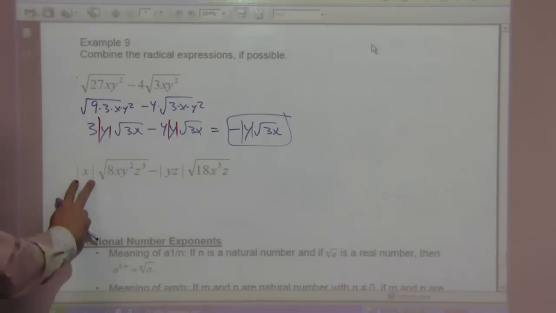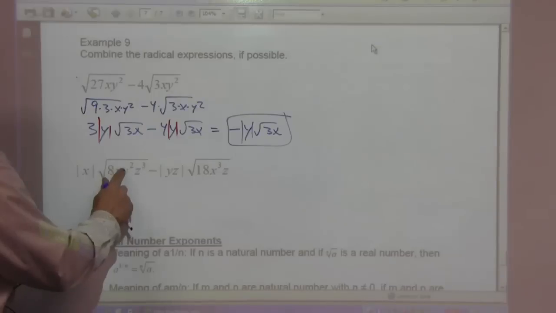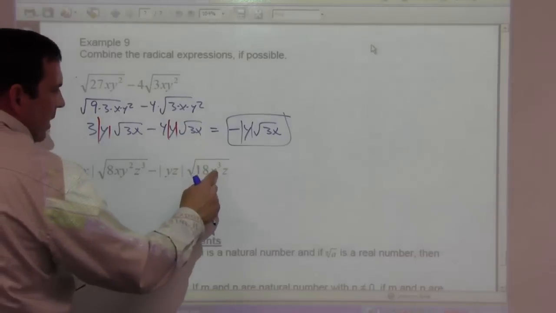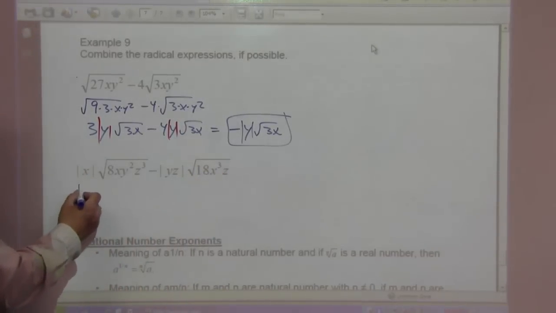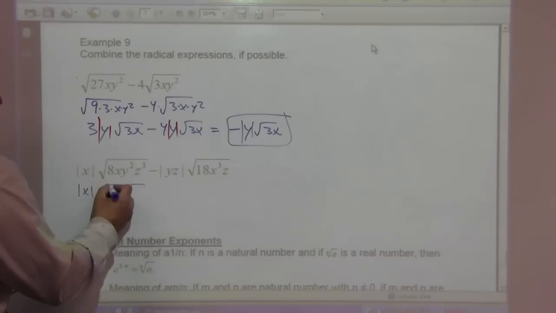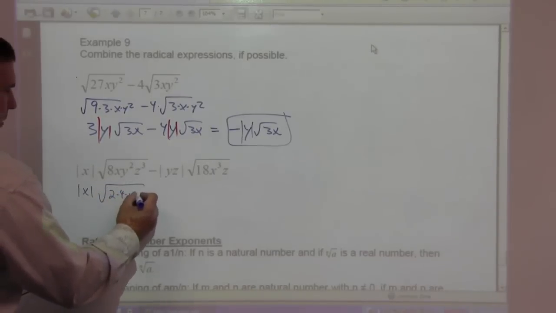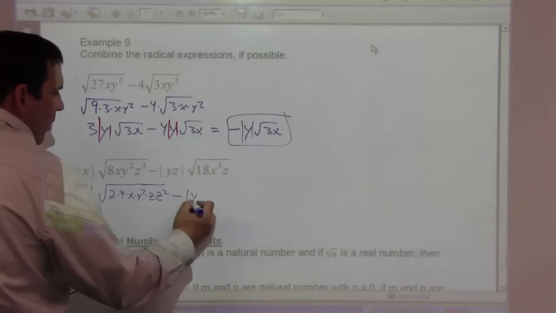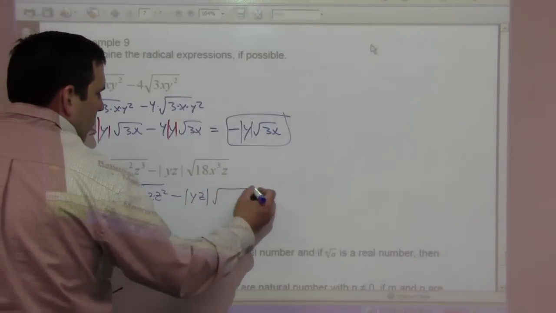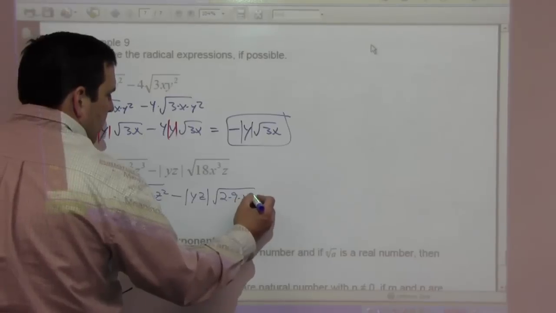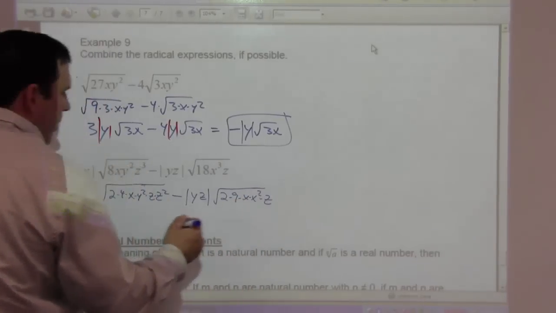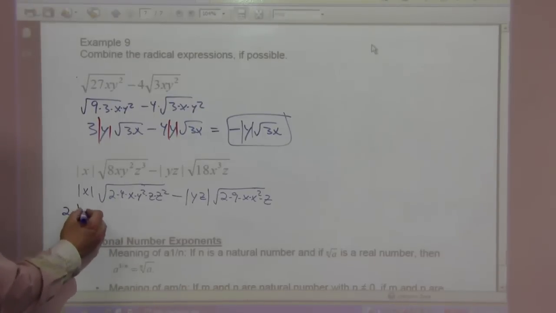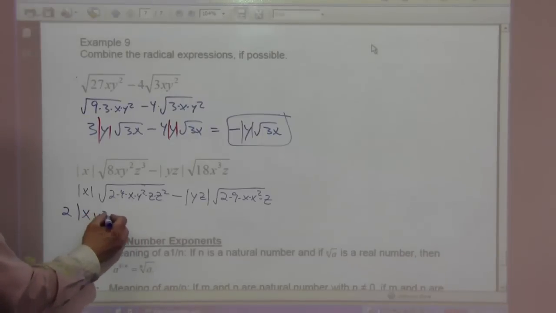Next one, we have the absolute value of x times the square root of 8xy squared z cubed minus the absolute value of yz times the square root of 18x cubed z. It's the absolute value of x times the square root of 2 times 4 times x times y squared times z squared, minus the absolute value of yz times the square root of 2 times 9 times x squared times z. So what we get out of this is, the square root of 4 is 2. We have our absolute value of x, we have a y, and we have a z.